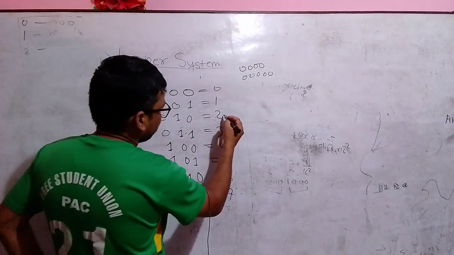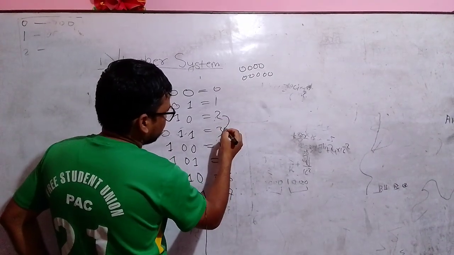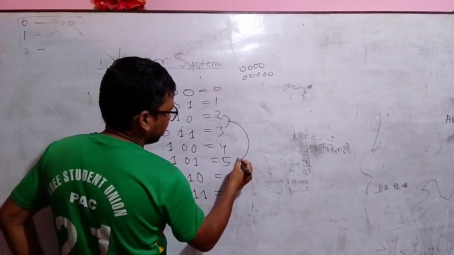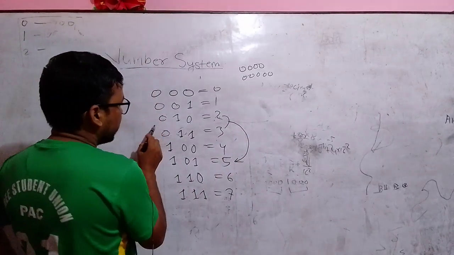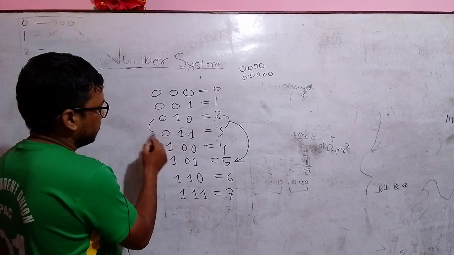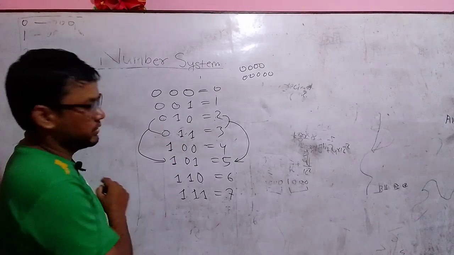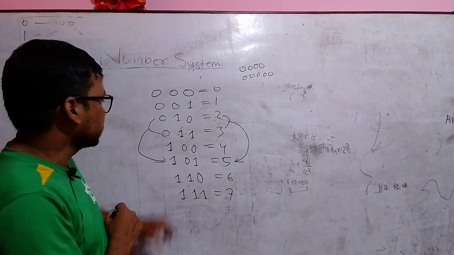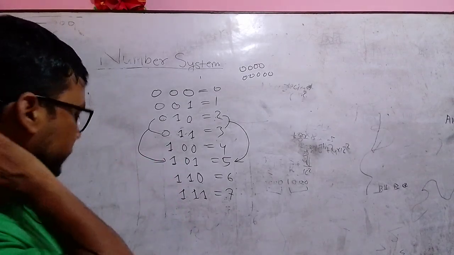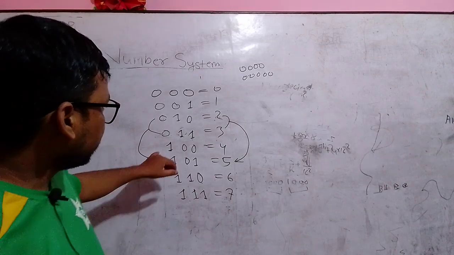Now, what would be 2 plus 3 in the decimal addition? It would be 5. That means in the binary addition, 0 1 0 plus 0 1 1 would give 1 0 1 in binary. But how? Let's see the binary addition.